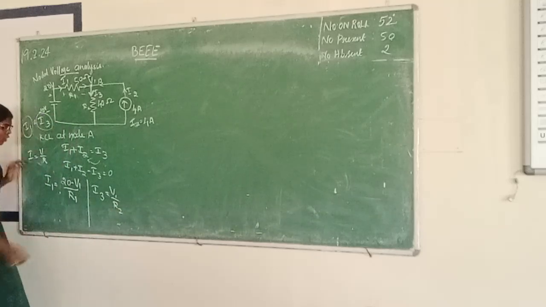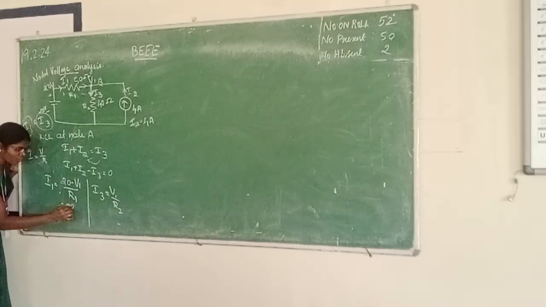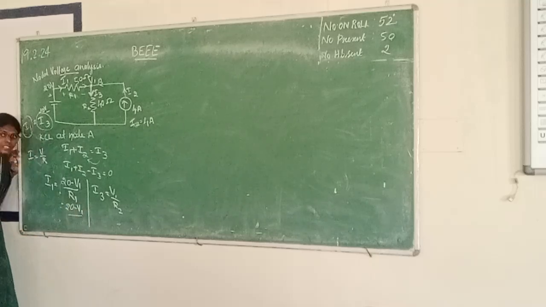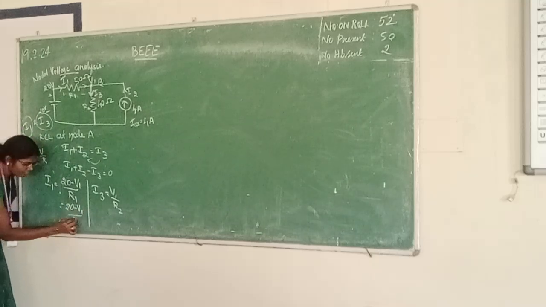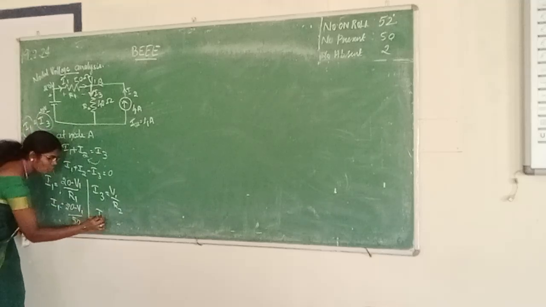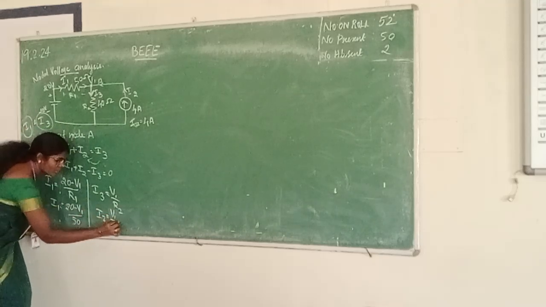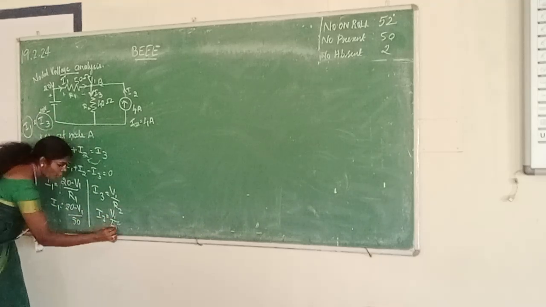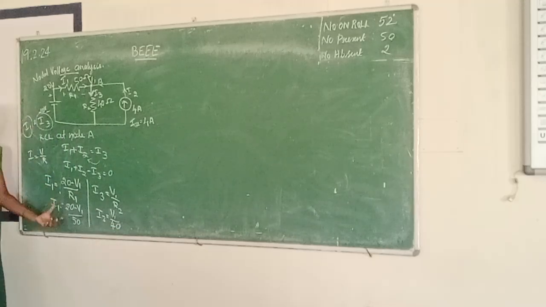So now we know that 20 minus V1, we don't know the value for V1. So 20 minus V1 by what is the value for R1? It is 50. That is the current I1. And for I3 it is V1 by what is the value for R2? It is 40. So in order to find the currents I1 and I3, we want to know the value for V1. Okay.